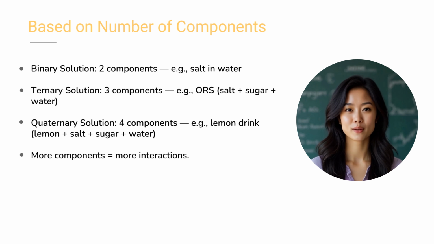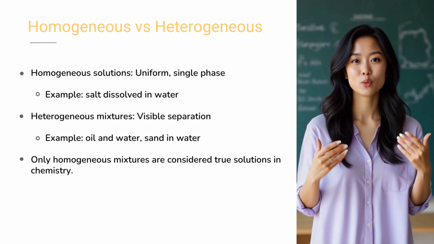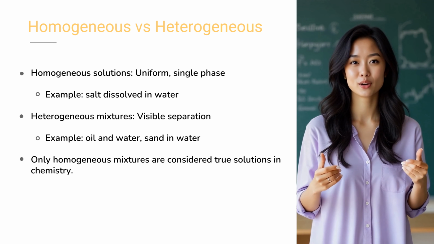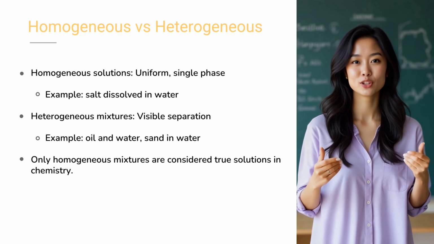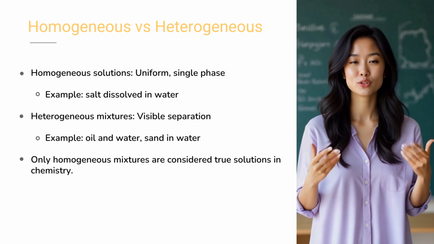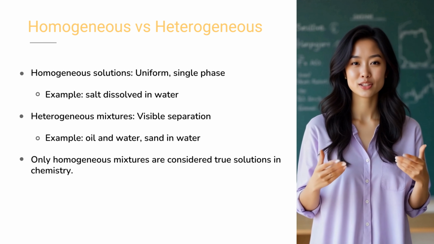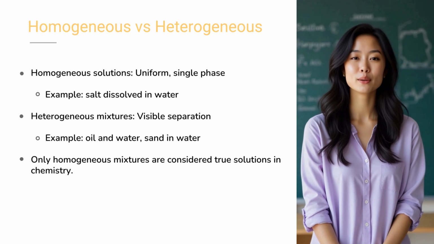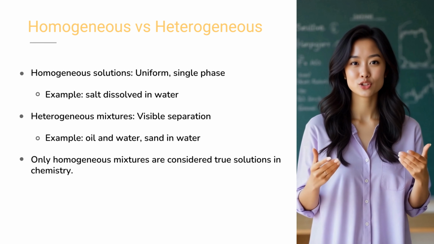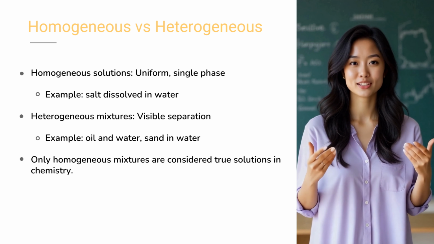One last distinction to make. Homogeneous solutions are what we've discussed so far. Clear, uniform mixtures with only one visible phase. Heterogeneous mixtures are not true solutions. They have visible separation, like oil floating on water or sand in water. Only homogeneous mixtures qualify as true solutions in chemistry.